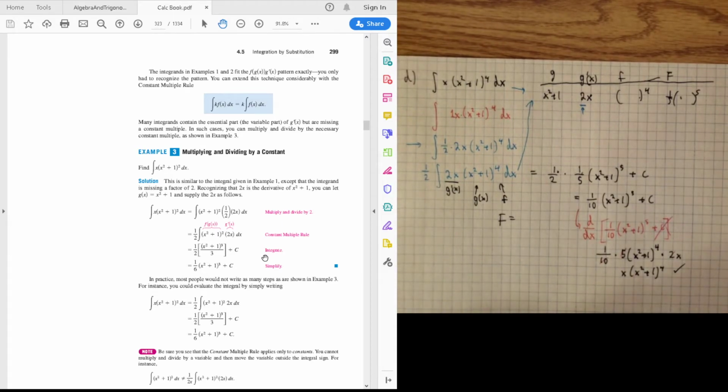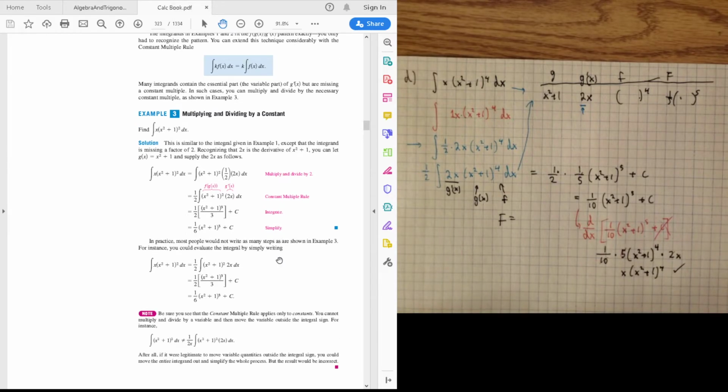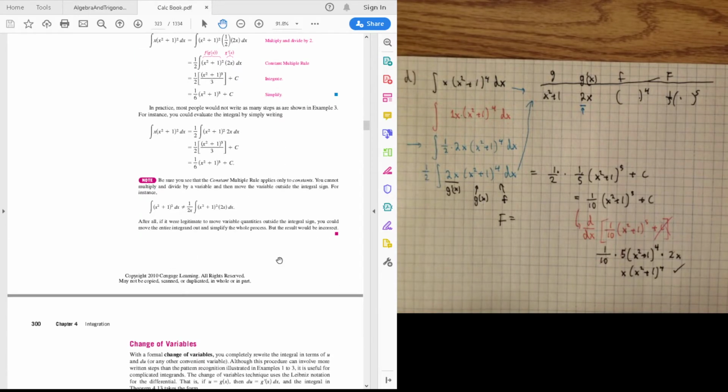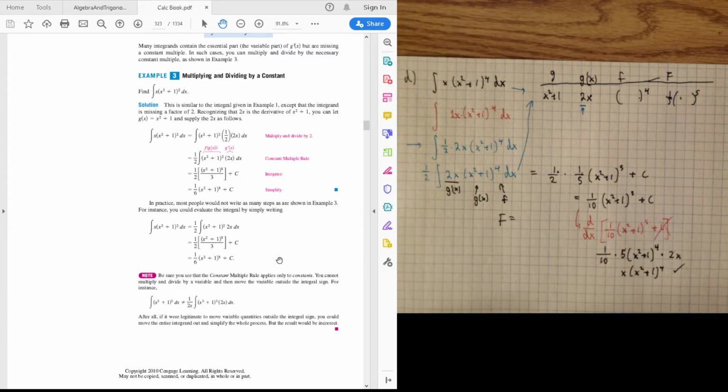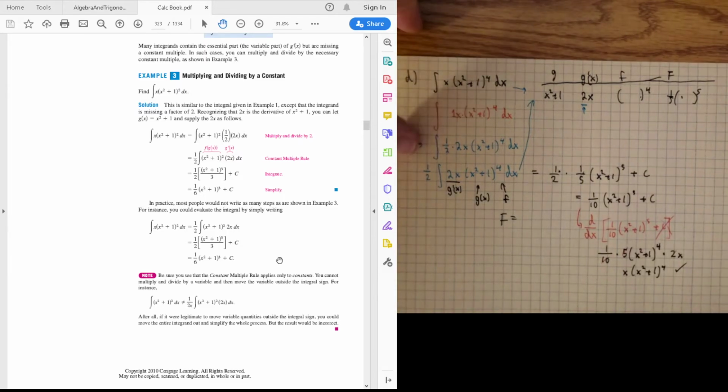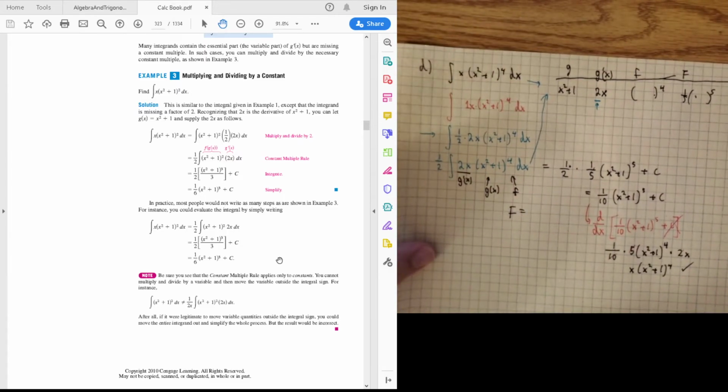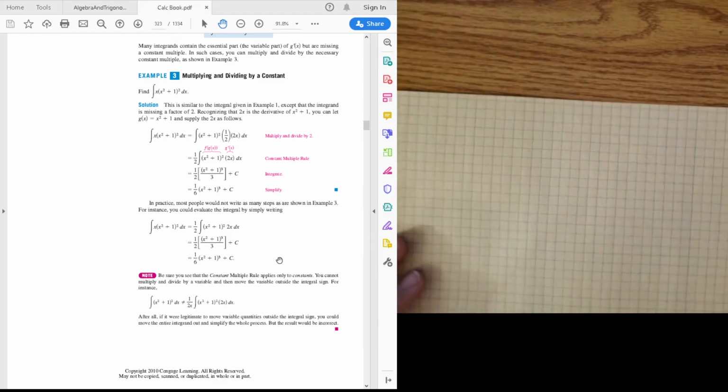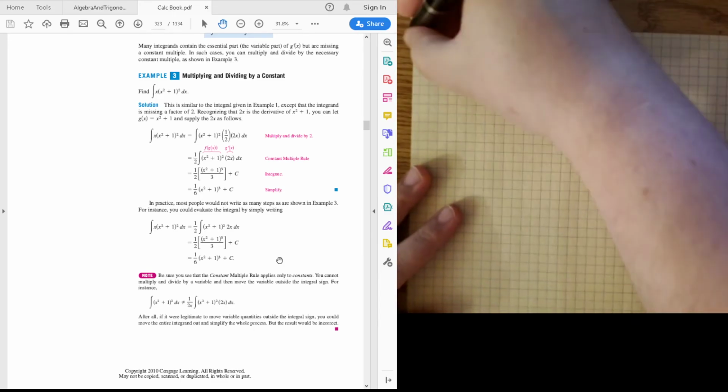I'm now going to do one that's in the text. I wish I had another example in the text. Let's just do E. Alright, so this was D. Let's now do E.